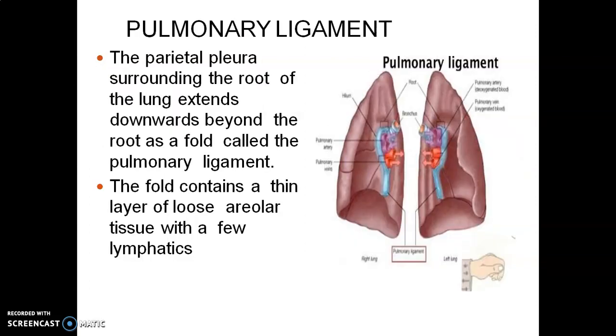Coming to the reflections, the parietal pleura goes for reflection near the root of the lung. Here the schematic picture shows the root of the lung, which is completely covered by a sleeve-like structure, which is nothing but parietal pleura. We call it the pulmonary ligament. At the root of the lung, numerous structures enter and exit. This pulmonary ligament is composed of parietal pleura and loose areolar tissue, and you can see lymph nodes.